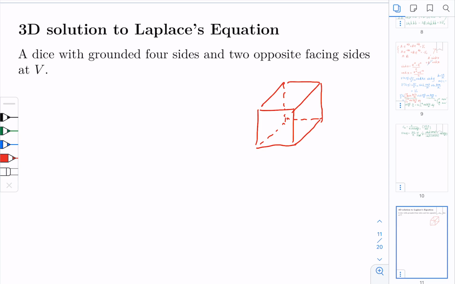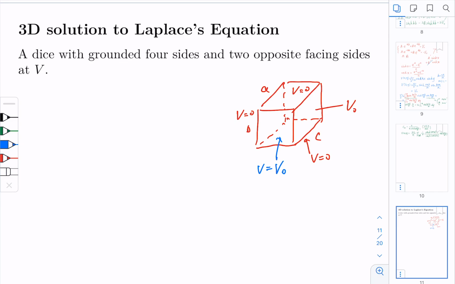Let's make the lengths of the box possibly A, B, and C, so they can be not equal. On four of the faces, V should be 0: on top, V is 0; on bottom, V is 0; on the left, V is 0; on the right, V is also 0. But in the front, V is a finite constant.